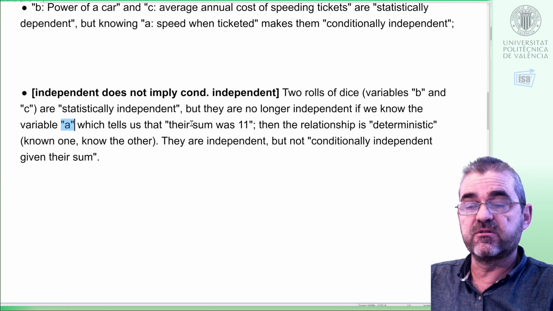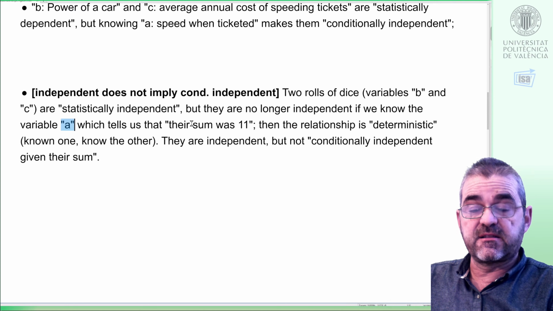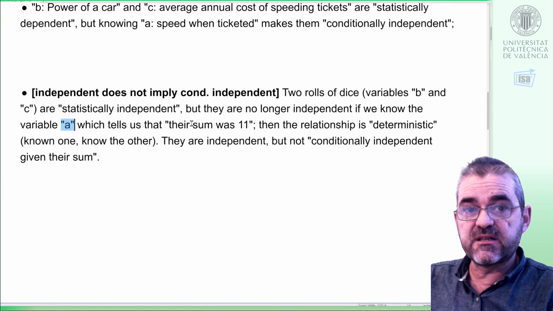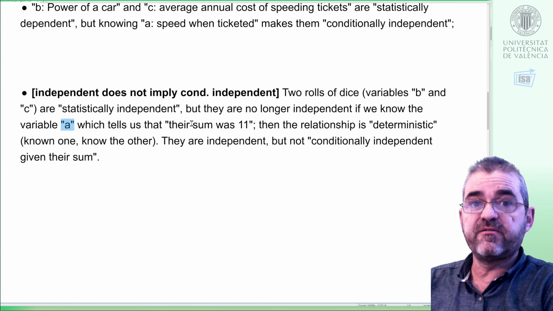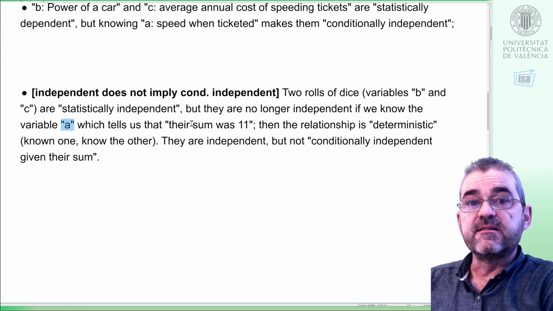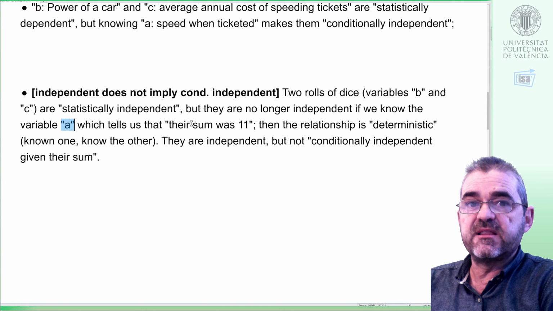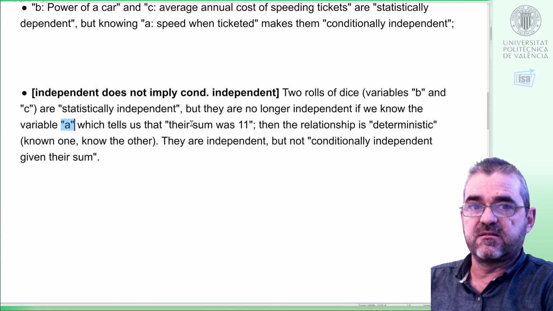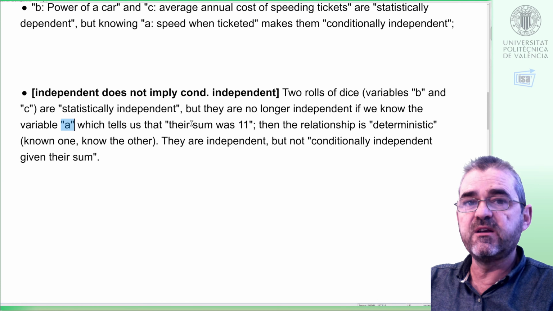No other choice. So when I know variable A, their sum, then 2 things that were clearly statistically independent before knowing A, now knowledge of A makes their relationship completely deterministic. If I know one, I know the other. So this means that the variables are now conditionally dependent, given A. I mean, they cannot be more dependent than deterministic. It's the total dependence, no randomness remaining when I know one of them.